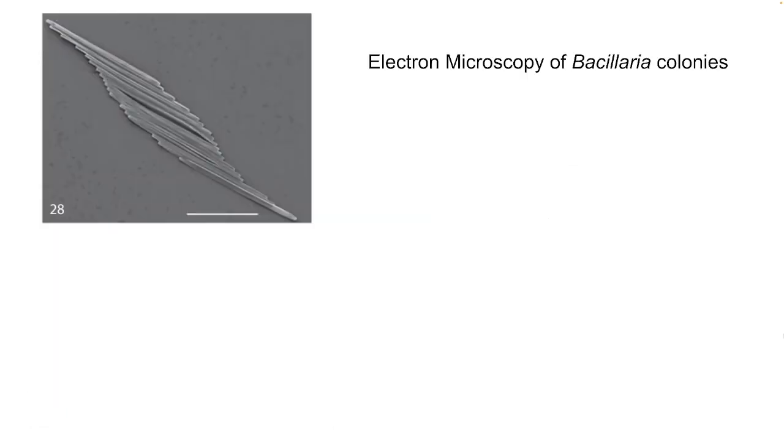So here's some electron microscope images of Bacillaria colonies. So at the top, you can see one of these stacks, and they're arrayed in a semi-open array here. So there's a leading edge that's kind of moving out, and there's a trailing edge that's sitting stationary. And you can see how it's kind of spreading out like an accordion.